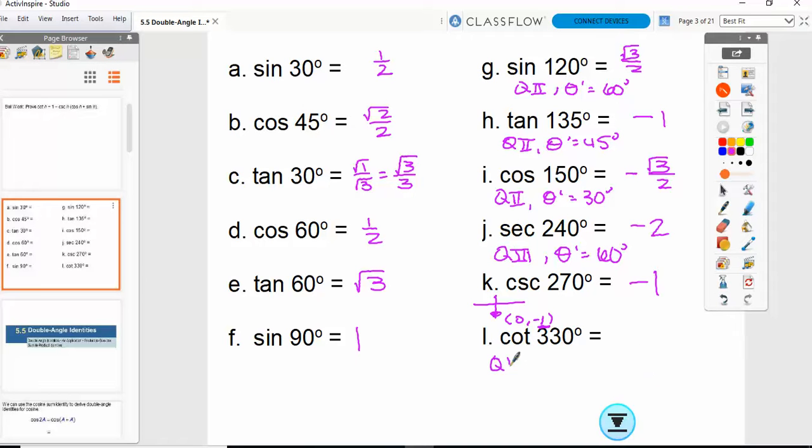And 330 is quadrant 4. 360 minus 330 is 30. In quadrant 4, tangent and cotangent are negative. Tangent of 30 is radical 1 over radical 3, so cotangent would flip it, radical 3 over radical 1, so negative radical 3. Are we okay on that review?